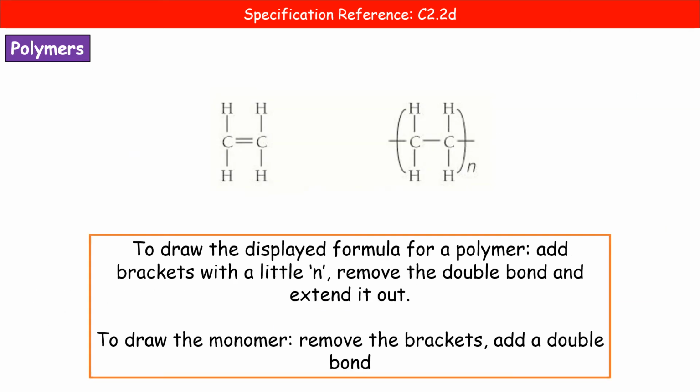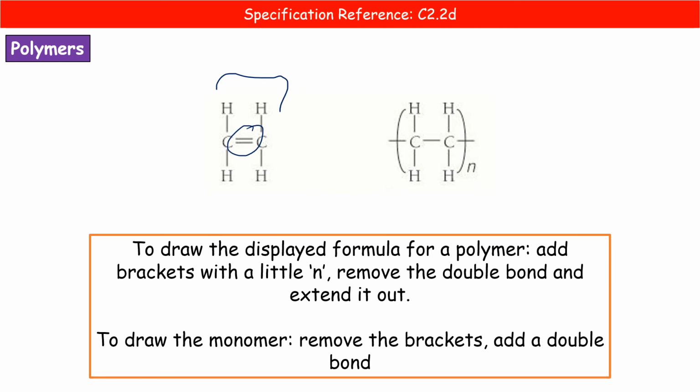They could ask you to draw displayed formulas. This could come up here or in your second paper. Do notice all we're doing, this is our monomer with its double bond in the middle here. In order to change it into the polymer, just replace the double bond with a single when you redraw it. Put little bonds extending out from the side in brackets with a little n in the bottom corner.